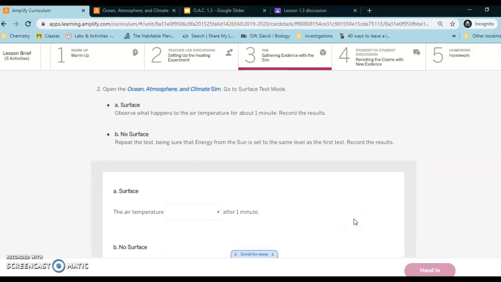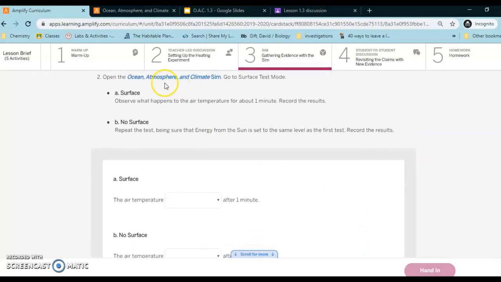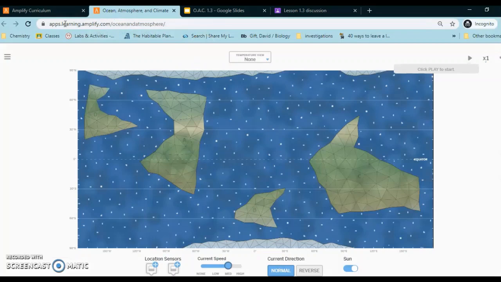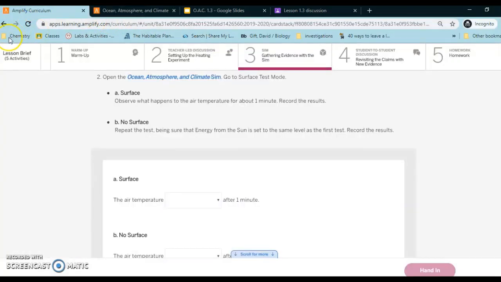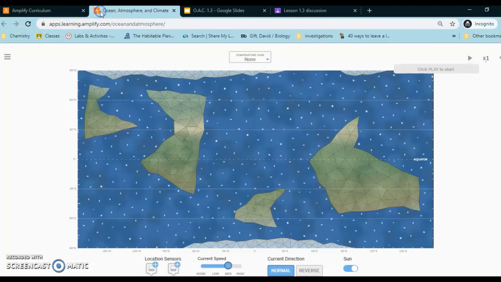Okay. And then I'm going to scroll down. So now it tells us to open the simulation and go to surface test mode. Ms. Jackson already opened the sim in another tab, but for those of you who don't remember, it's the little 3 lines to the left, and then you're going to hit oceans, atmospheres, and climates. Right, the 3 lines here.